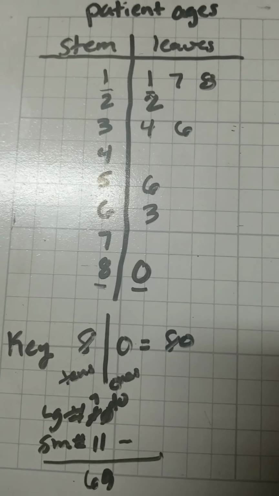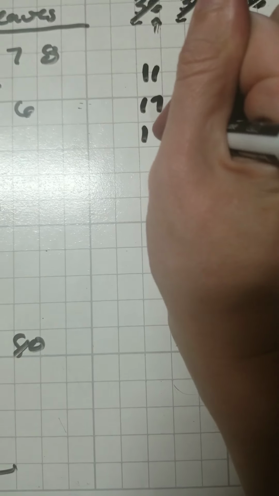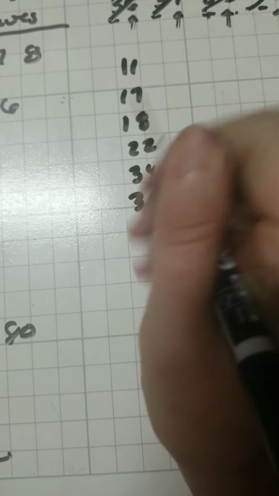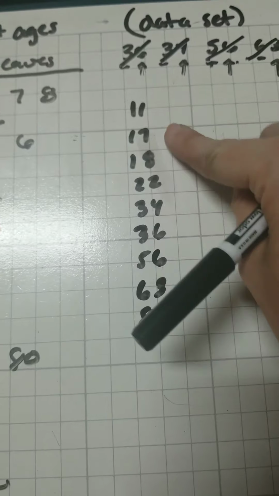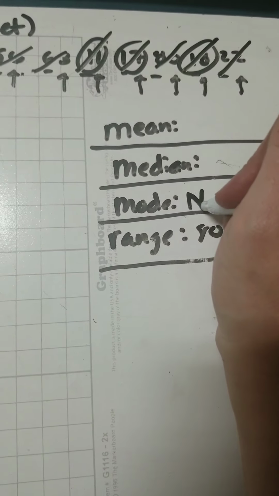So now we're going to look at the data and see which numbers repeat themselves. So which one is our mode? So we have 11, 17, 18, 22, 34, 36, 56, 63, and 80. There is not a single number that repeats itself. Therefore, there is no mode.